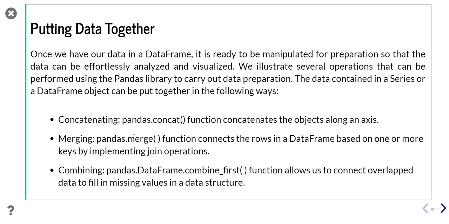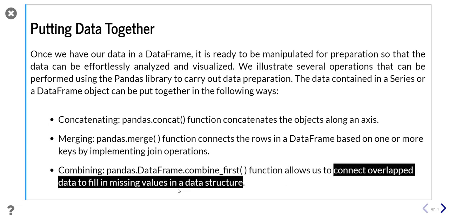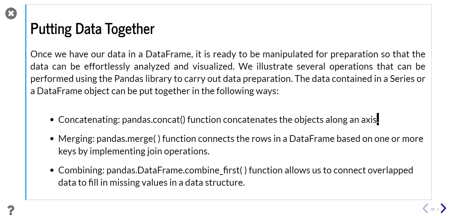Concatenate basically just takes and joins, while merging looks at the keys and the columns to see where it can find common data, and it will try to merge. Combining allows you to connect and overlap data to fill in the missing values in data structures. We will see examples so you can understand further how each one of these looks.